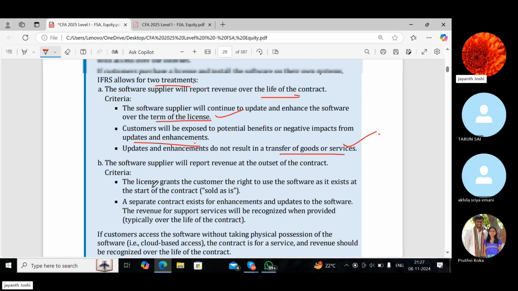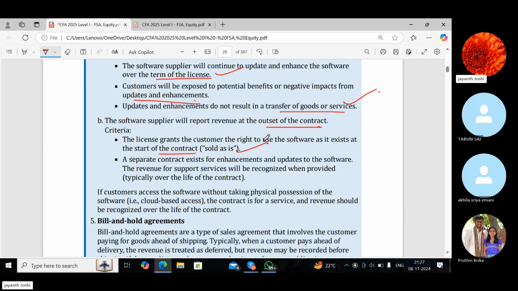And the second one is the software supplier will report revenue at the outset of the contract. The license grants the customer the right to use software as it exists at the start of the contract. That is, as soon as it is sold. A separate contract sometimes exists for enhancements and updates to software. They will charge money from you for updates. That is a separate obligation, a separate contract. If they are charging for that, they'll recognize that as separate revenue.